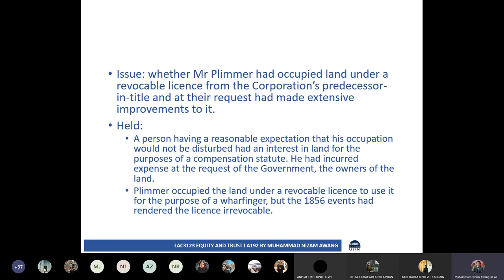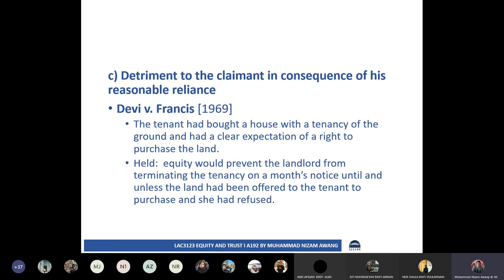Therefore, if you look at the first paragraph, he had incurred expense at the request of the government, the owners of the land. Therefore, the government was stopped from denying the promise that it had made earlier to Plima, that he can construct the extension of the jetty, and he can have the irrevocable license over the jetty, over the wharf.